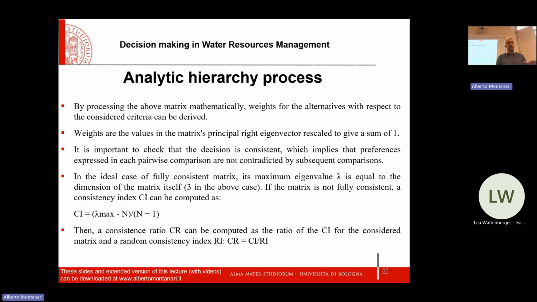You divide it by n minus 1, and then you obtain this statistic CI. And then you can compute a consistency ratio, which is CI divided by a reference value, RI. How to compute the reference value? It is quite easy. You generate a random matrix with the only condition that it is antisymmetric. So in the opposite position, you have to get the inverse of the corresponding value.